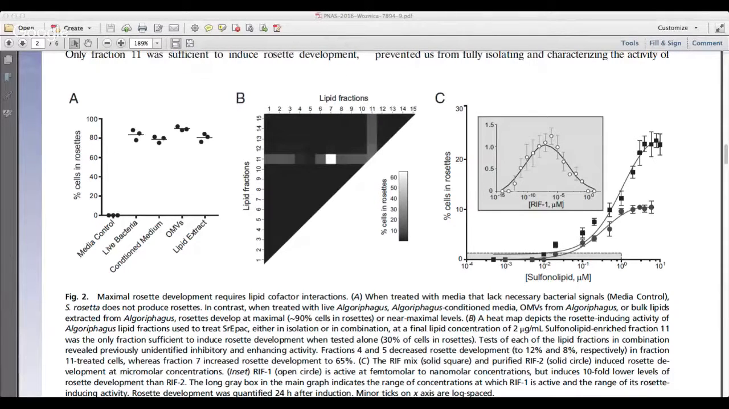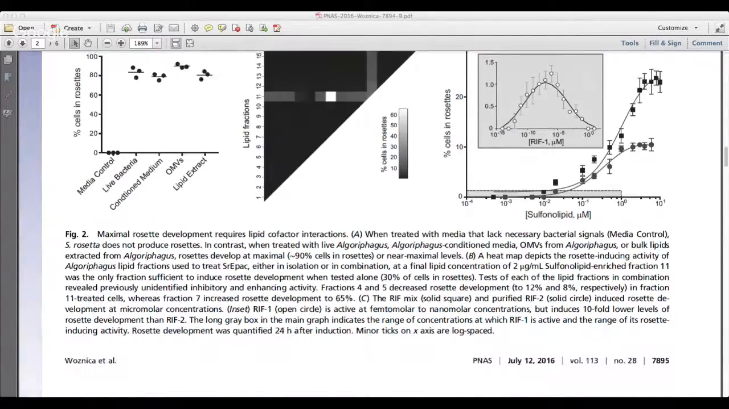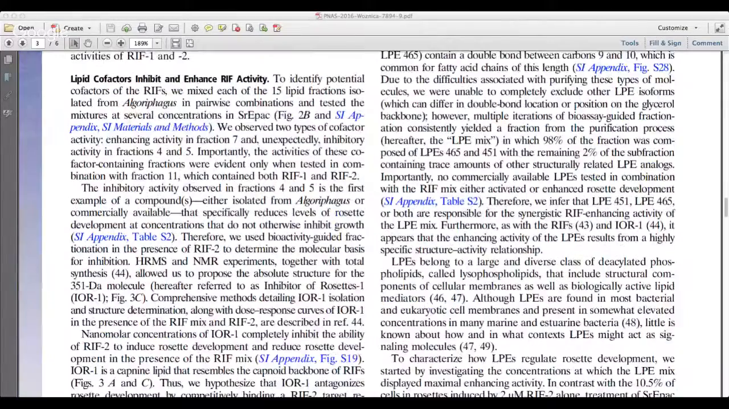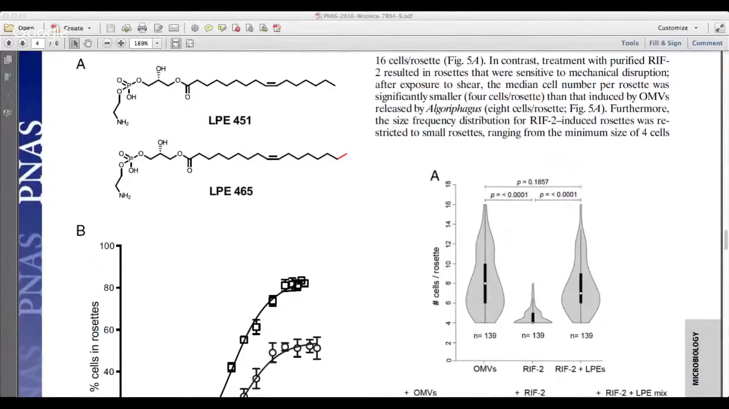But in addition to identifying an inhibitor, they also identified an enhancer, a synergistic compound. And that just jumps out at you with 2B. That fraction 11, which is the one that contains the RIF mix that they already knew about, once they put it with fraction 7, it just shot up in terms of the proportion of cells that were in rosettes. So they said, obviously, we've got to take a look at fraction 7, figure out what's going on there. And what they found, hopefully this doesn't make anybody dizzy, was this, which are, here we go, lysophosphatidylethanolamines. What? Said it. Yay.